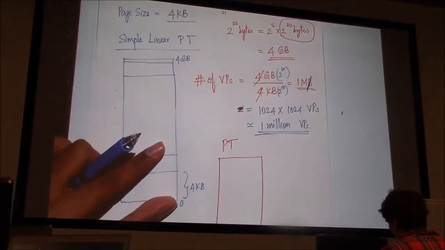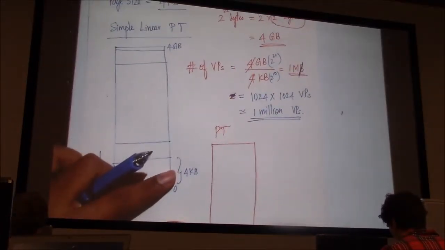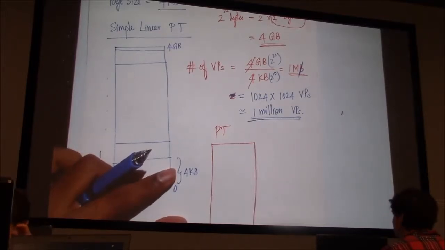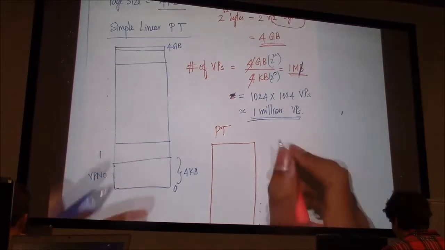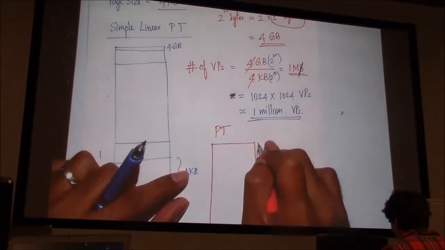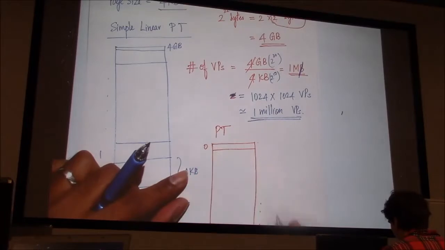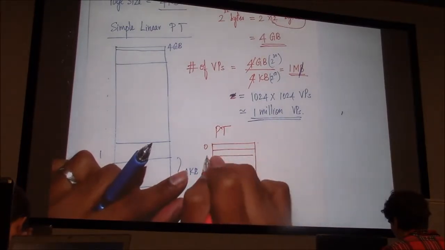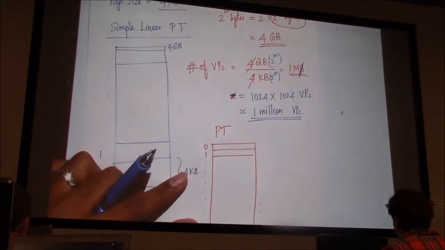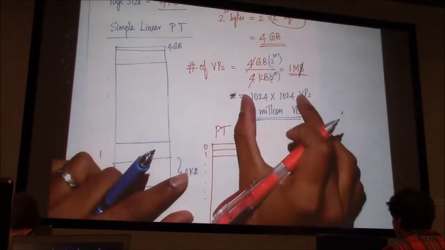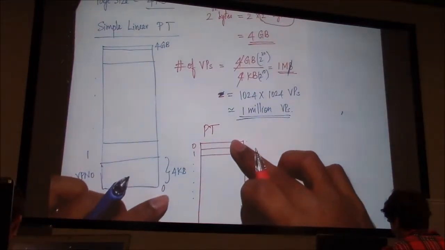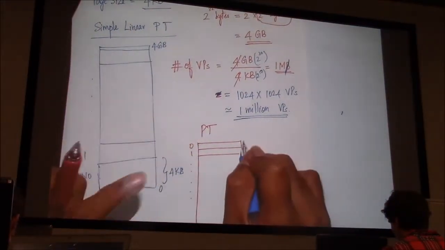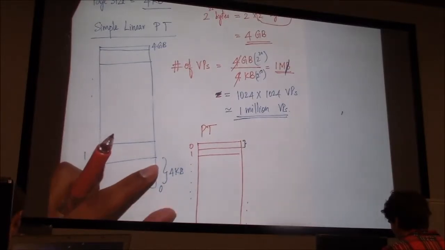In this particular setup, if you have a simple linear page table, the entries are going to be 0 up till the maximum entry. Let's say you can start from anywhere, but the maximum entry in the page table, let's assume this is 0, okay, this is 1. In this case, the maximum entry in this page table is going to be 1 million or 1024 times 1024 minus 1. You have so many entries.